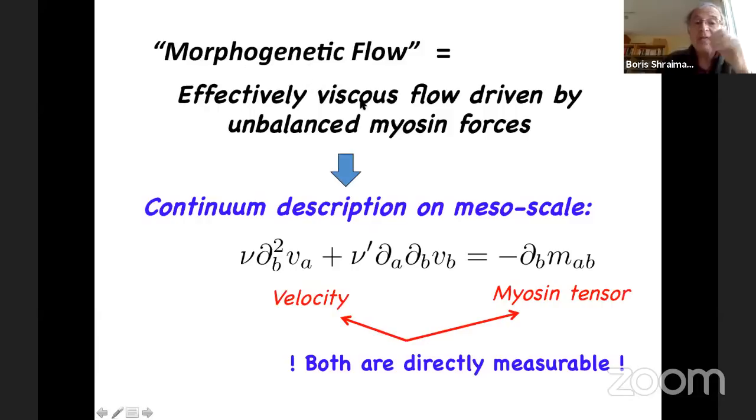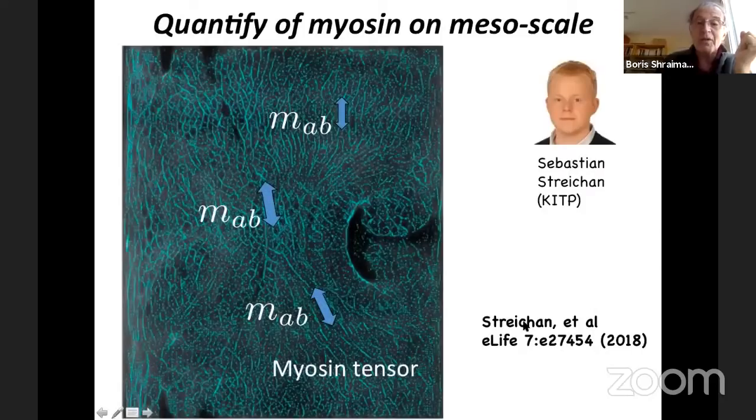You can convince yourself that this flow is effectively described by some continuum equations where velocity obeys a generalized Stokes equation driven by myosin, in particular the divergence of the myosin tensor. Now the beauty is that I already told you that Sebastian can measure velocity throughout the tissue, and he can also measure the myosin distribution in the tissue. So both are directly measurable.